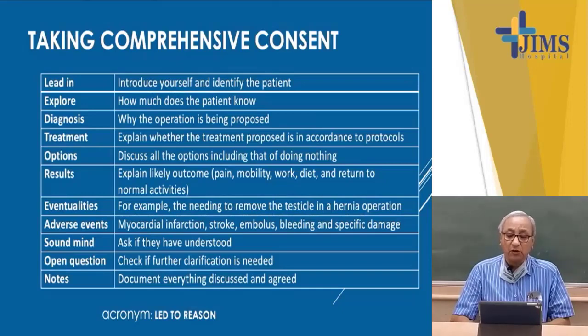Options: discuss all the options including that of doing nothing. The patient has some problem, but we say that we are not going to treat this because we will carry this over post-operatively also. Results: explain to the patient the likely outcome. There can be post-operative pain, reduced mobility. Talk about the patient's work, the patient's diet, and how long it will take to return to normal activity.